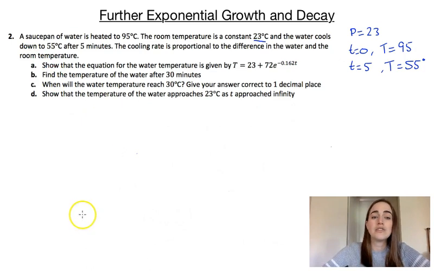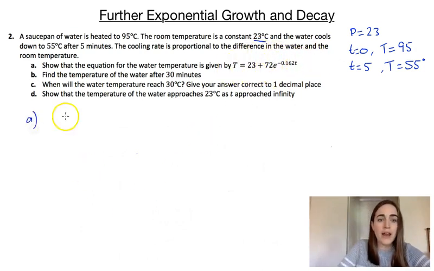For part A, it asks us to show that the equation for the water temperature is given by this. Now this is slightly different to question 1. Question 1 gave us the equation and asked us to prove that it worked. This one is asking us to derive this equation. For part A, we're going to start with the temperature is equal to P plus A e to the kt, and we need to go through and figure out what all those things are.